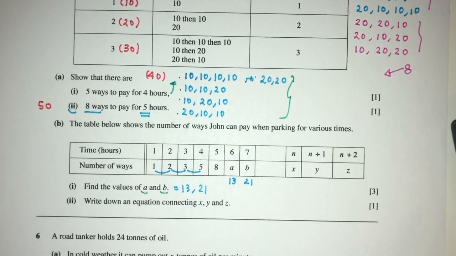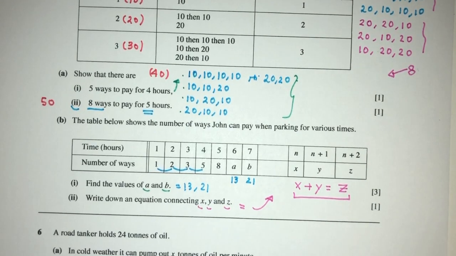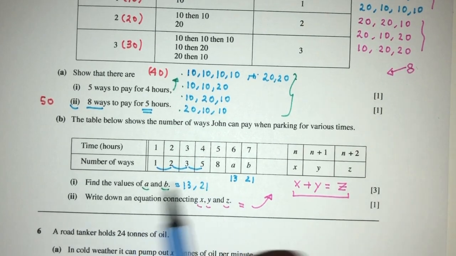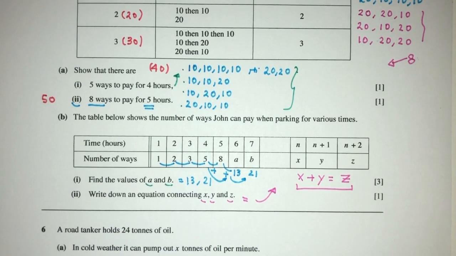Now write down the equation connecting the values of x, y, and z. Basically, x plus y has to be the value of z, as we have seen right here. This is the question, part 3. Of course you have to show how you found this. You will write this plus this, and this plus this, you will have this. So you have to show how you found the answers for your marks, right? That will be question number 5.